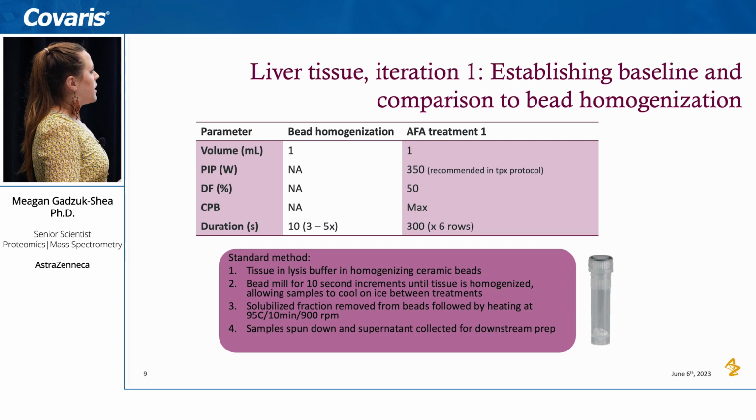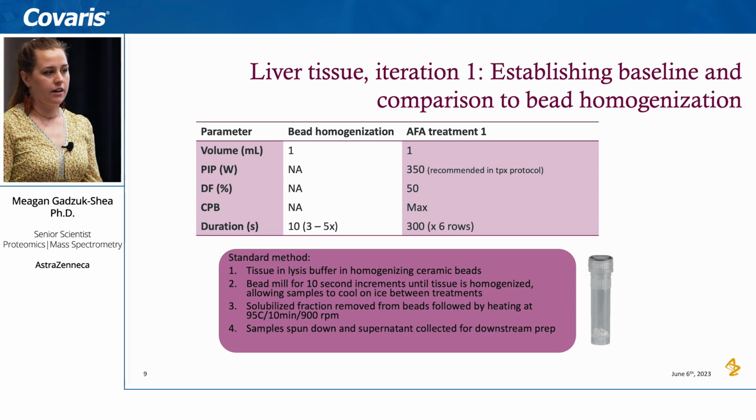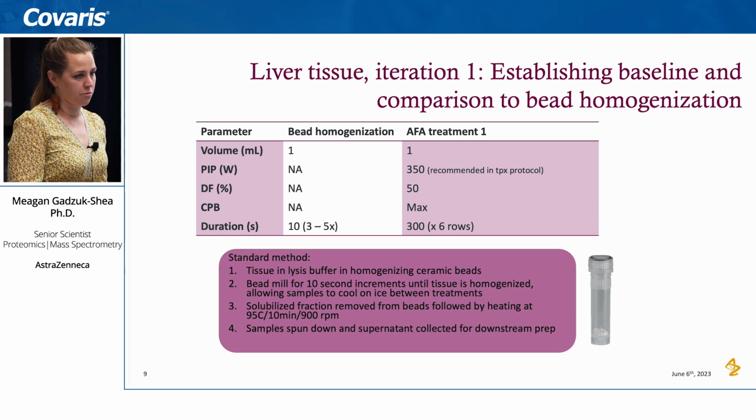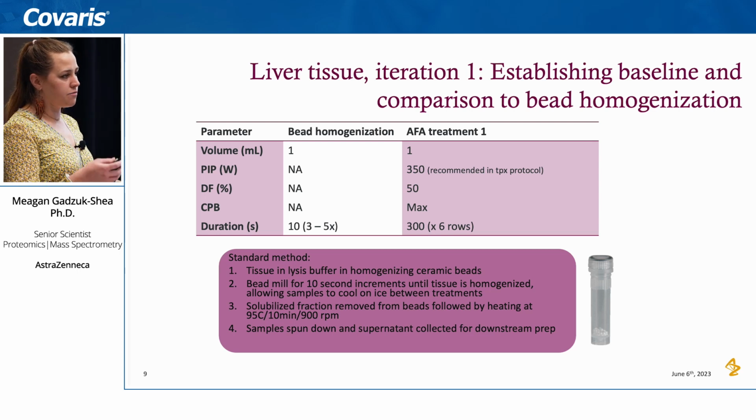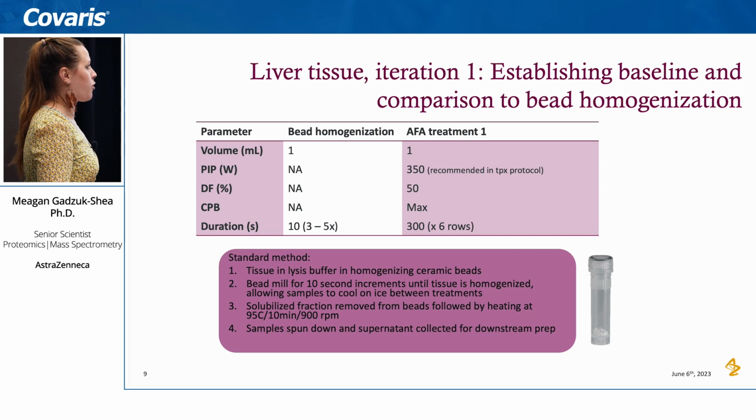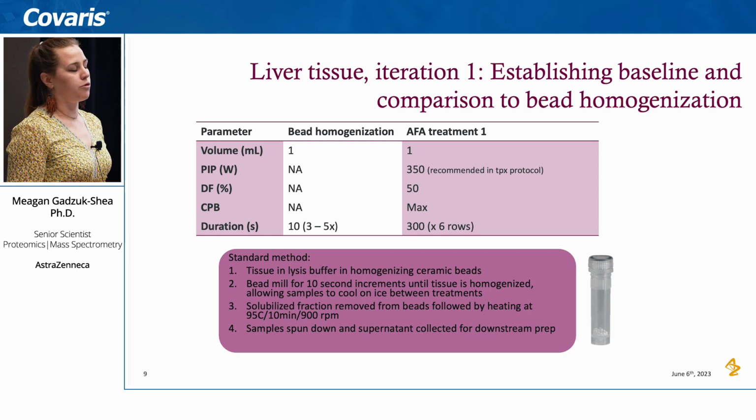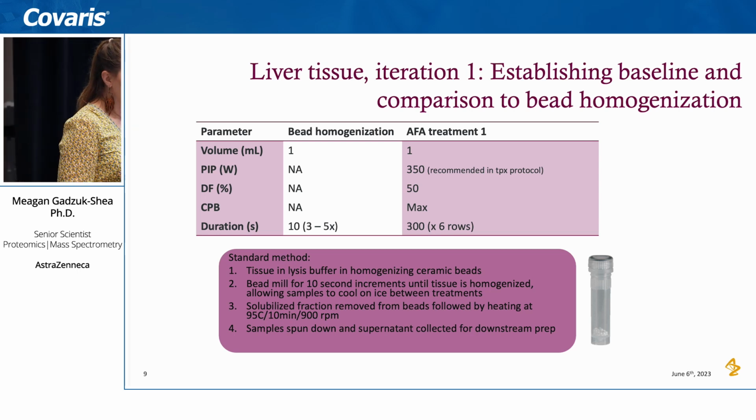And the reason I say 3 to 5 cycles is because it's kind of by eyesight; you're looking at it. Does it look like it's been homogenized well? But there's not really an analytical metric for that. It's just kind of visual. But after we've done that, we do the heat denaturation, and then we spin down the samples and move forward with our downstream prep.